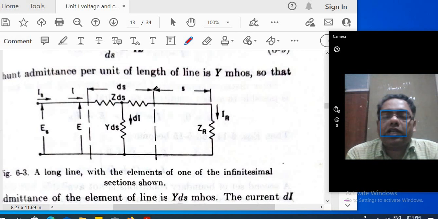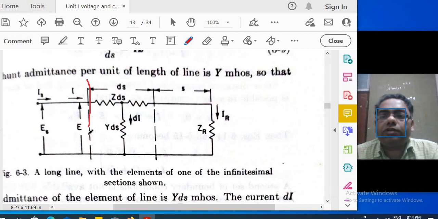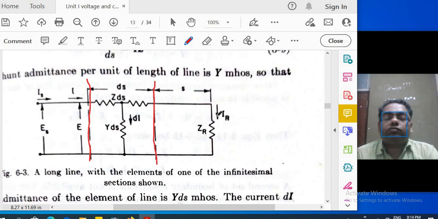So at a distance s we are considering this section of a transmission line, and the element section is ds. So we are considering one elemental section, that means from here till here this is one elemental section, at a distance s, small s, from the load end.